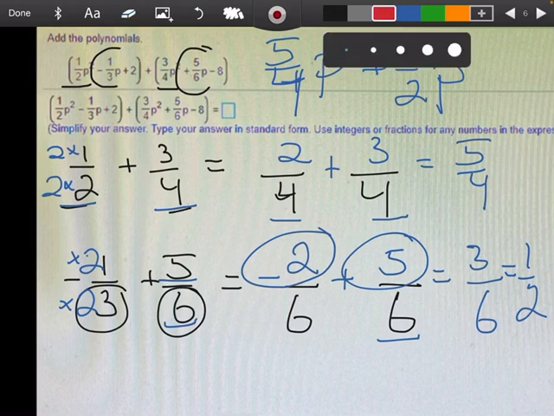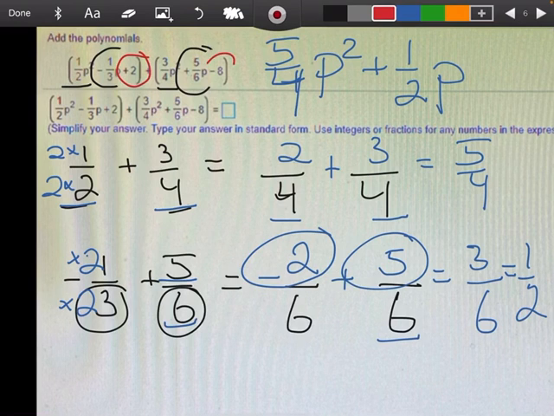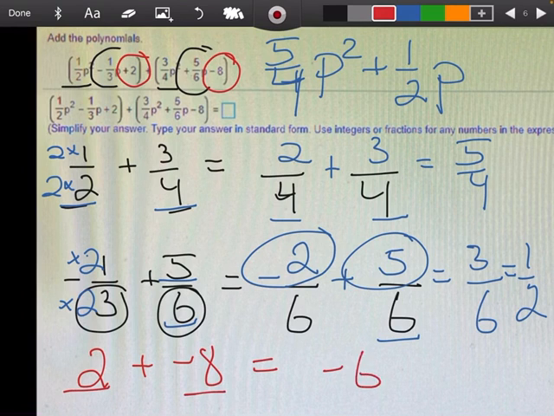And then we're almost done here. We're going to look at the last part. Now we have a +2 and a -8. Remember what this means. I have $2, but I owe you 8. So I owe you 6. And then there's my -6, okay? So we end up with 5/4 p squared plus 1/2 p and then -6.